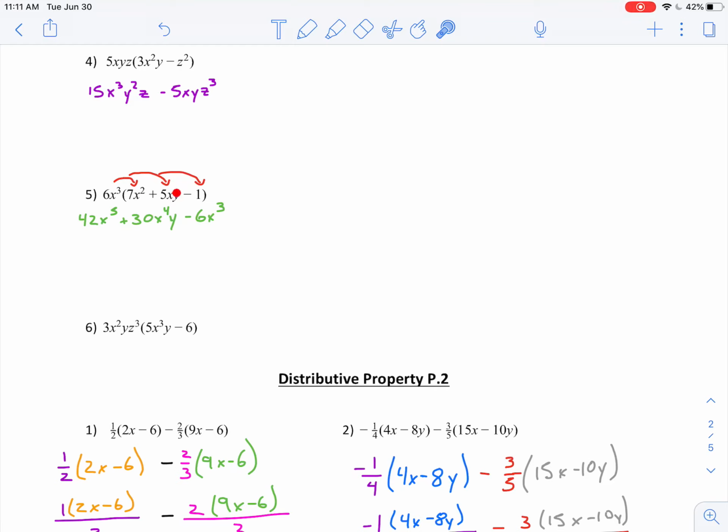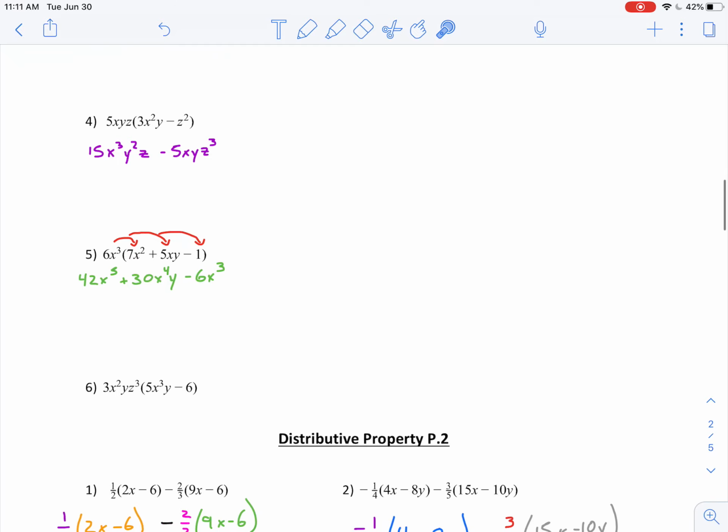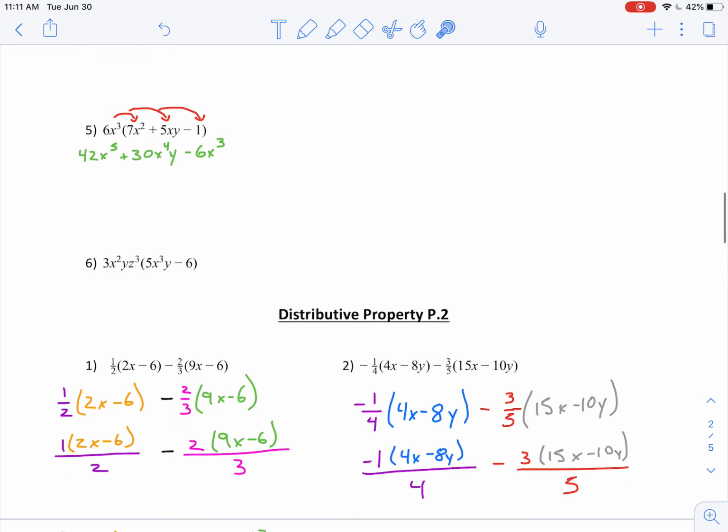6x cubed times 5xy gives me 30x to the power of 4y. 6x cubed times negative 1 gives me negative 6x cubed. Okay, so that would be the distributive property from one term into another.